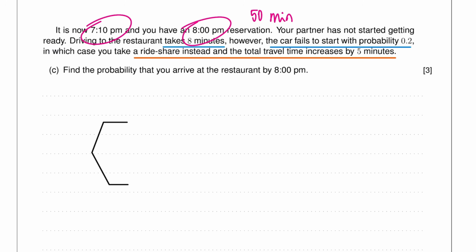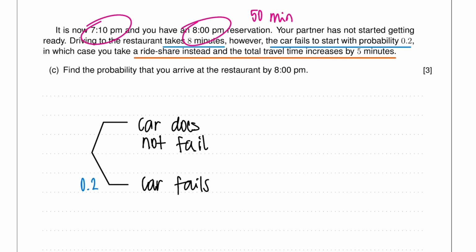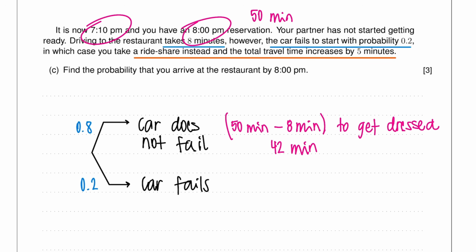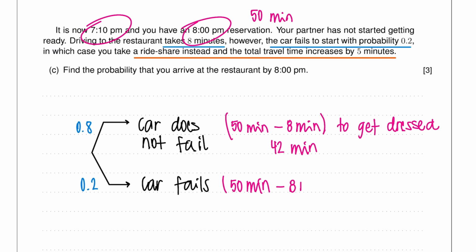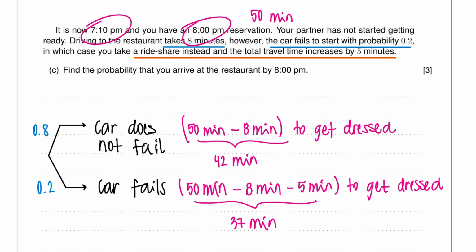Now, as we mentioned, we have a 50-minute window. And there are 2 possible scenarios here. Number 1, the car does not fail. And scenario number 2, the car fails to start. What are the probabilities associated to this? The car fails 20% of the time and does not fail 80% of the time. If the car does not fail, your partner has 50 minutes minus the 8 minutes to get dressed. So that means that your partner can take at most 42 minutes to get dressed. However, if the car fails, we have 50 minus 8 minus 5, which means 37 minutes in total. And this is, of course, at most.